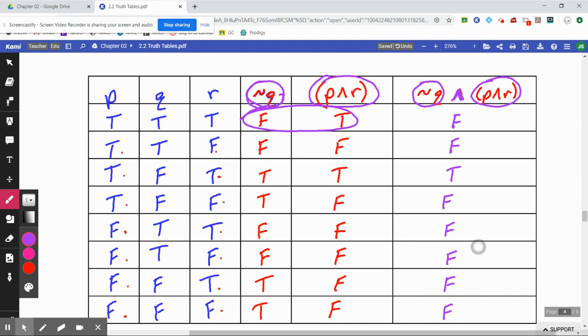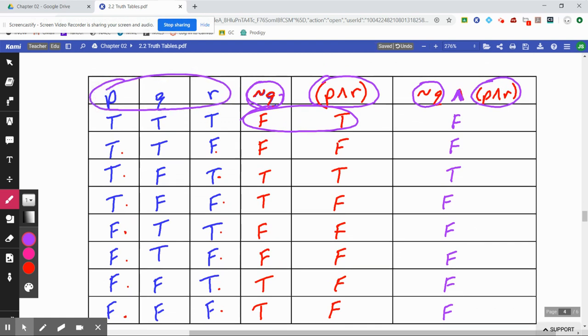There you go. So if you have 3 statements, P, Q, and R, you make these 3 statements, not Q and P and R. In order for that to be true, here is the only way that you're going to return a true value for not Q and P and R.